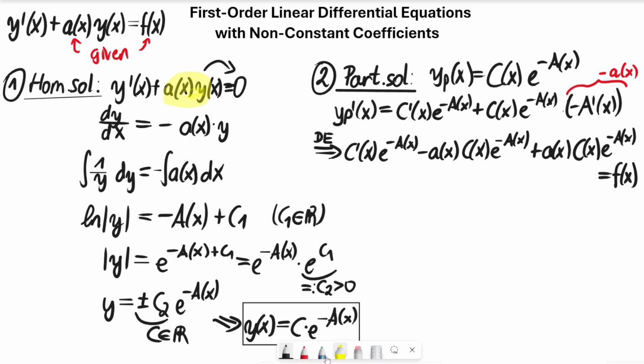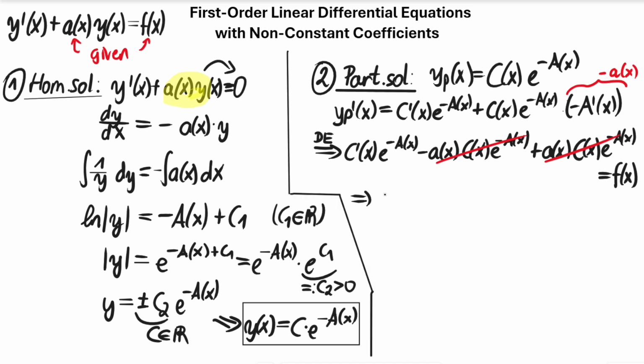So what do you observe here? Fortunately, otherwise there is an error. This cancels out. And we have one equation for c prime of x. So the c prime of x is equal to f of x times this e power function. If you move it to the right side, the minus in the exponent changes into plus.